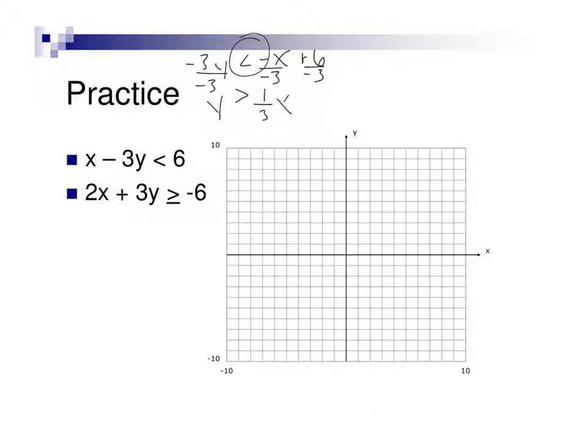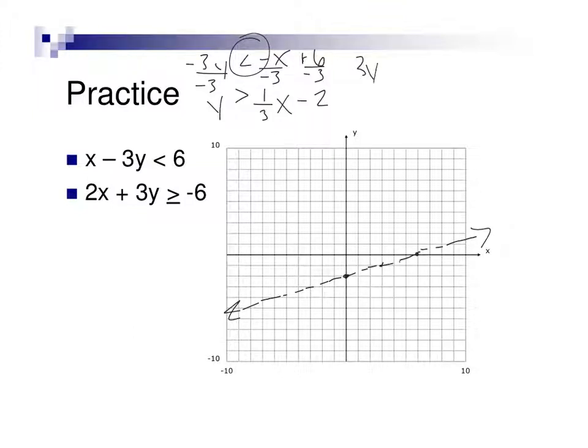1/3 x minus 2. All right, so let's graph that. That's going to be down here at negative 2. And now 1/3 is going to be up 1, right 3, there and there. And now I just need to make sure that this is a dotted line. Just pretend that it's a dotted line and it looks good. Okay. All right, so then let's do the next one.